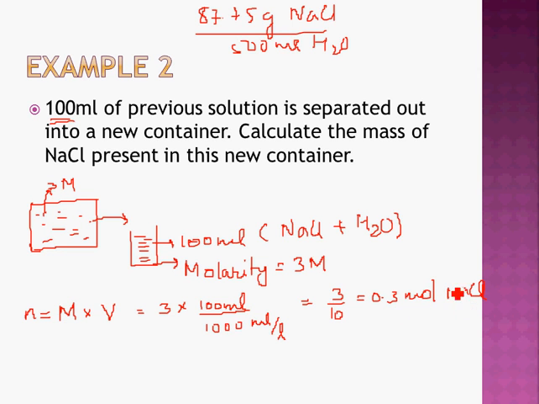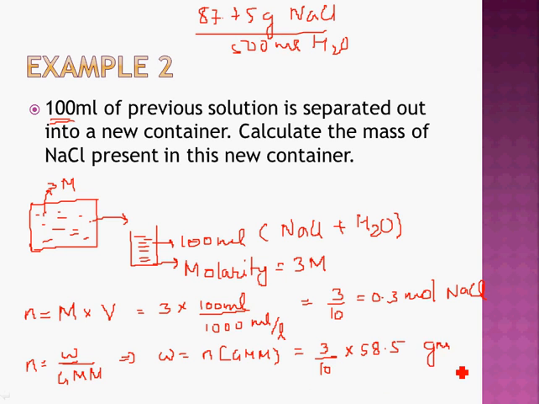So if I have moles of NaCl, I can very easily calculate the mass of NaCl. How do I do that? n is equal to W by GMM, right? Mass upon gram molar mass. This is another formula for moles. So this implies mass is equal to moles multiplied with gram molar mass. My moles are 0.3, that is 3 by 10, and the gram molar mass we calculated in the previous question: gram molar mass of NaCl is 58.5. So I can simply make these calculations and report my answer. These many grams of NaCl are present in the solution. After you calculate the exact value, this will be my final answer.